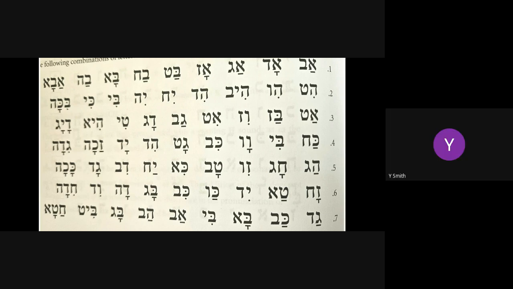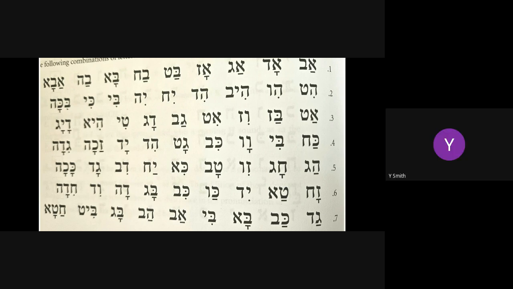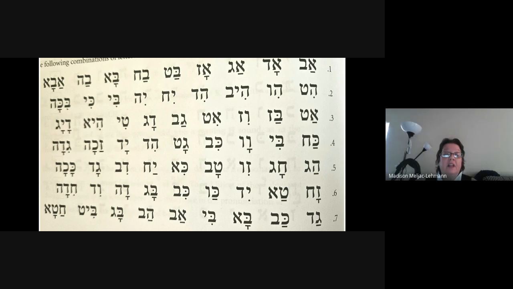So this one is your vav. So that would be the vav, and then you have your i underneath, vi, and then z. So viz. So that's not a final nun? Nope. That looks right here, because the final nun is always going to go below the line.